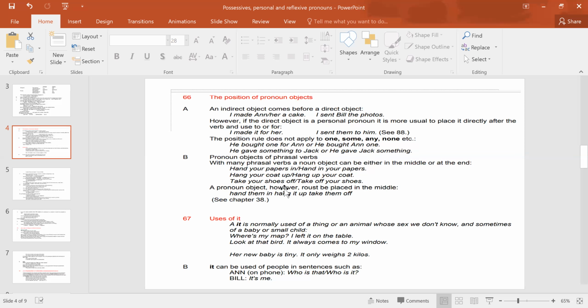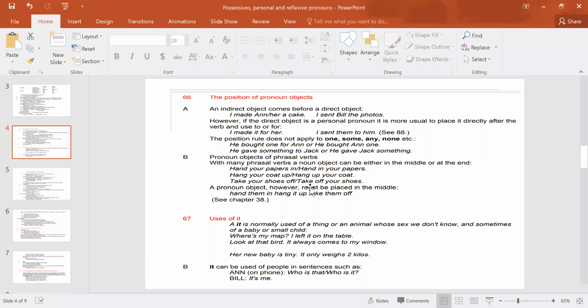All right. So here there's a little mistake in the typing. This is not rouse, this is actually must. However, a pronoun object must be placed in the middle. If you are using a pronoun object, you must use it in the middle of these phrasal verbs. Hand them in, hang it up, take them off. You should not use it like hand in them, hang up it. This would be wrong, and this is the correct way to put a pronoun object in the middle of the phrasal verbs.